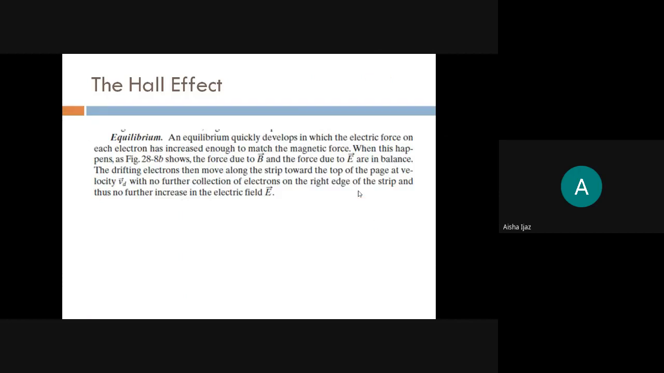So I have explained that equilibrium quickly develops, in which the electric force on the electron has increased enough to match the magnetic force. When this happens, as you have seen in figure B, the two forces due to B and E are balancing, and the drifting electrons then move along the strip towards the top of the page at velocity Vd with no further collection of electrons on the right edge of the strip, and therefore no increase in the field E.